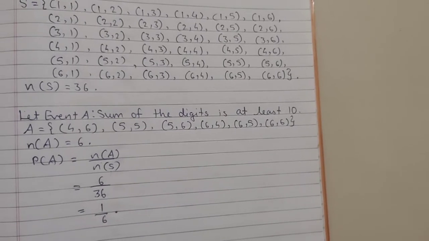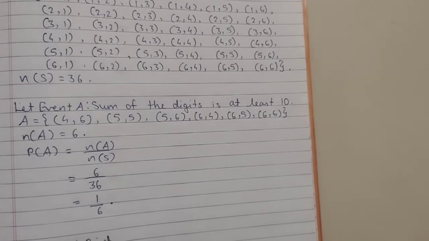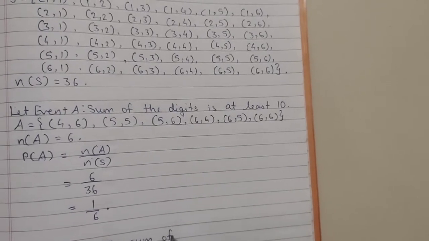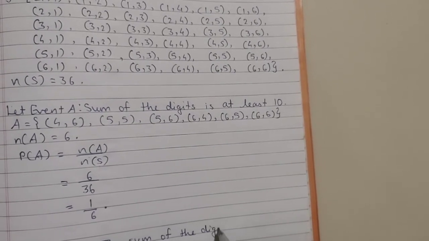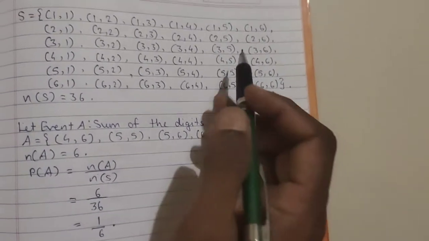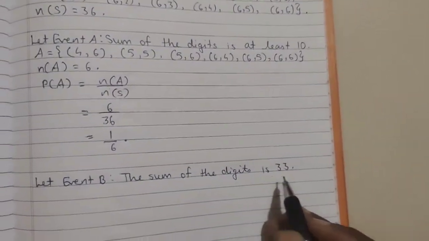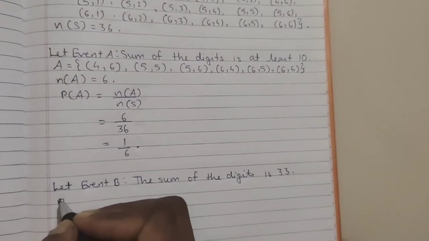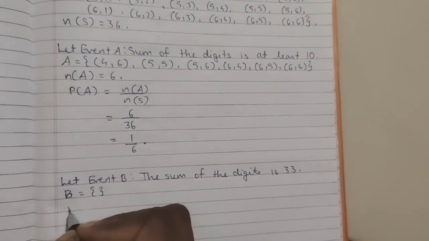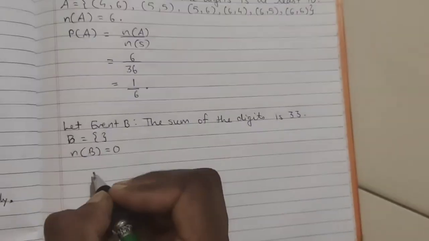Now we will solve for event B. Let event B be: the sum of the digits is 33. Now see students, 33 is not possible. You can get minimum 2 or maximum 12, but a sum of 33 is not possible. So here your event B will be empty. Since it is empty, what will be your NB? 0.